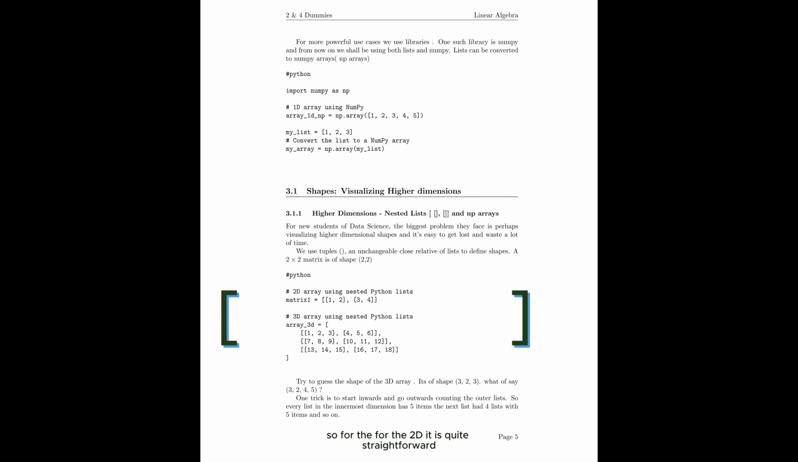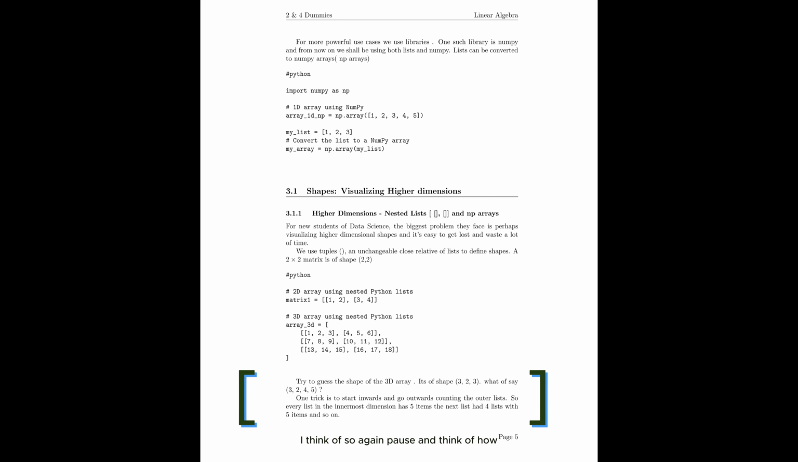The 2D is quite straightforward, and you can see that it is a two-dimensional array. But for the 3D, it's not quite as obvious. You can pause and try guessing the shape of the 3D array. What did you get? The shape of that array is 3, 2, 3. So what do you think a 3 by 2 by 4 by 5 array looks like? Again, pause and think of how this array looks. So there is the correct answer.